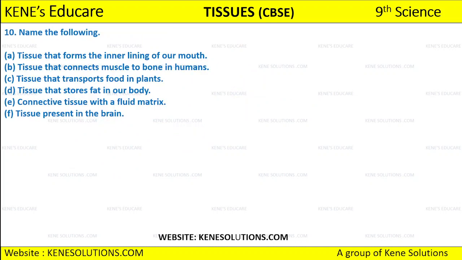Now you have to name the following things. The tissue that forms the inner lining of the mouth. What type of tissue is it? The inner lining of the mouth is formed by epithelial tissue, squamous epithelium. I hope you remember this when we discussed it. After that, the tissue that connects the muscle to the bone in humans is called tendons.